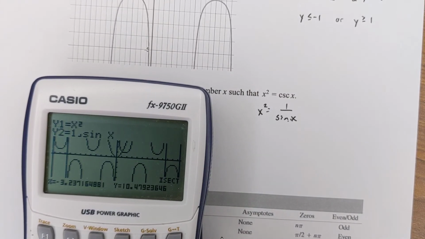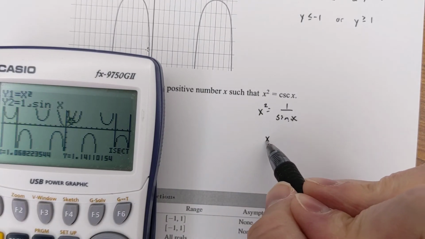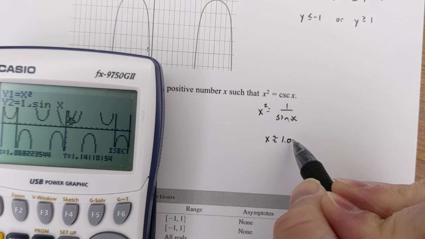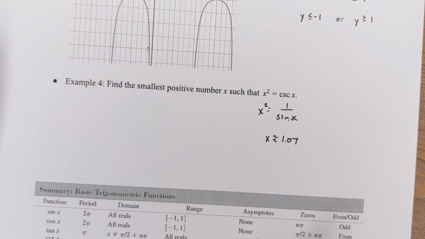Let's see here. It wants the smallest positive number. Okay, well, that's a negative x, negative 3.2, so it can't be that one. So it's got to be this one. So x is about 1.07. That's the smallest value that works.